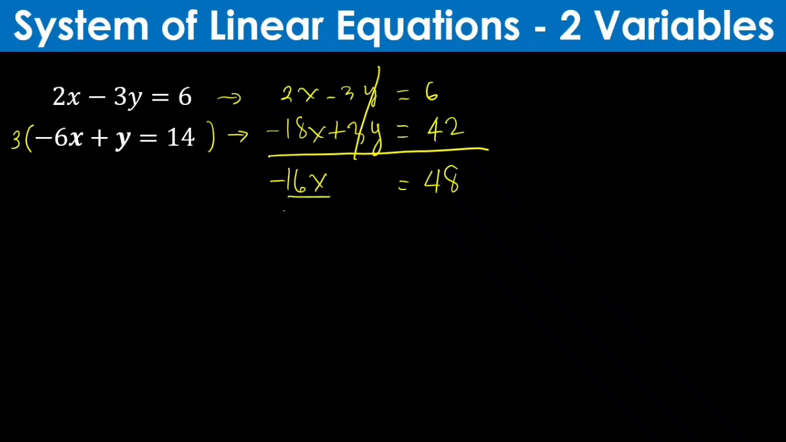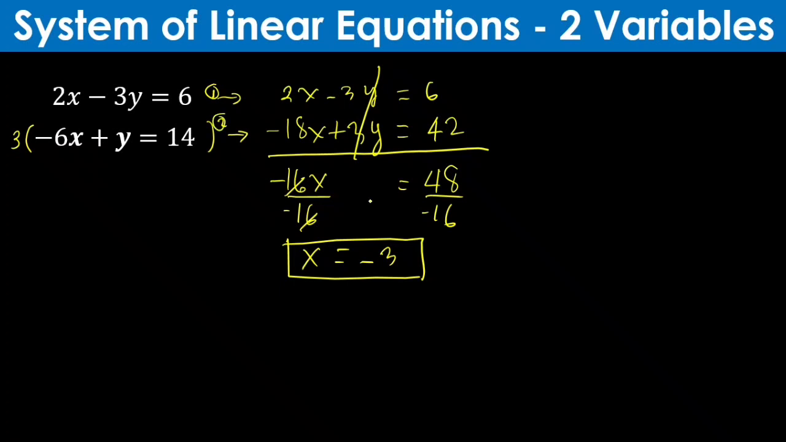If you divide -16 both sides, so that we can isolate our x, so it cancels out, x equals negative, that is 3. That's our x, but we're not done yet. We can substitute our x to any of the equations here. Suppose this is your equation 1 or equation 2, you can call it.